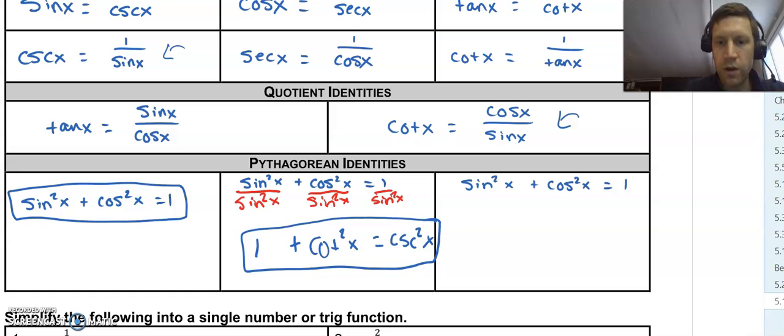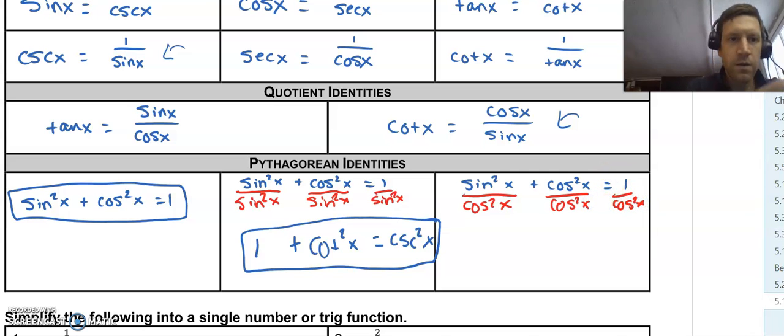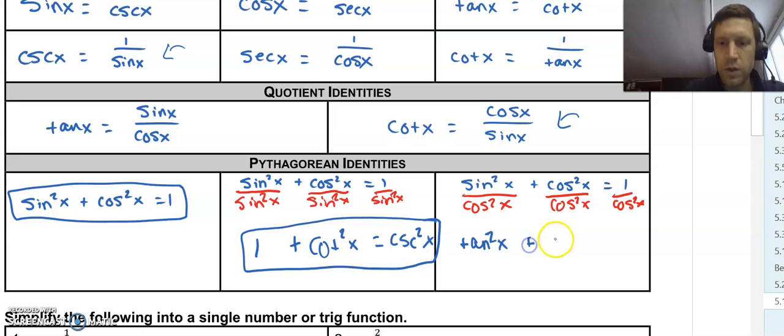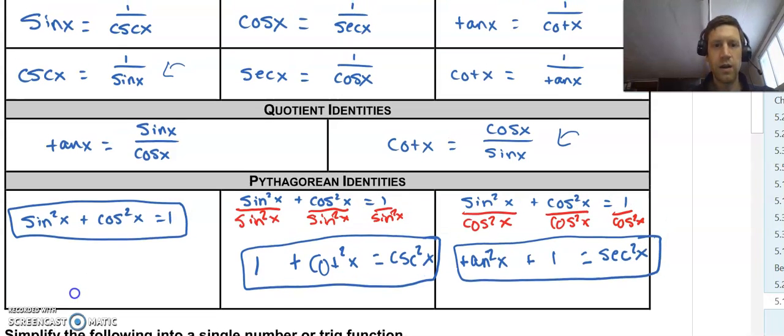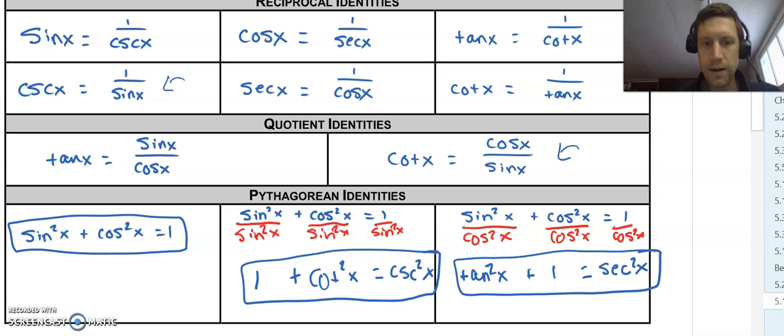And then for a third one, let's go back to the original one, and instead of dividing by sine squared, let's divide by cosine squared of x on both sides. Sine squared over cosine squared gives me tangent squared of x. Cosine squared over cosine squared is 1, and then 1 over cosine squared should give me secant squared of x. So please make sure you get those down. These are the identities that we're going to use: Pythagorean, quotient, and reciprocal identities.